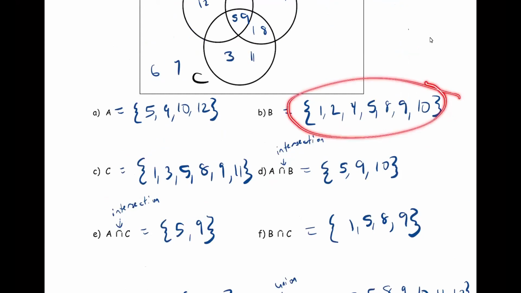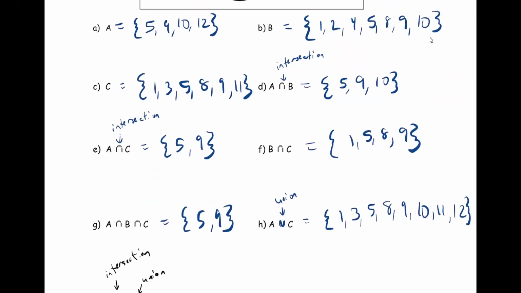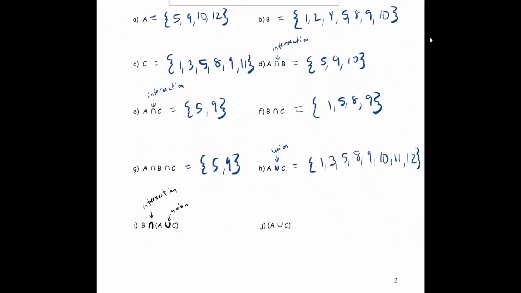Well, B is over here. So I'm just going to write the two sets. B is going to be 1, 2, 4, 5, 8, 9, 10. That's set B. Intersect A union C. That's over here. So I'm just going to copy that. 1, 3, 5, 8, 9, 10, 11, 12.